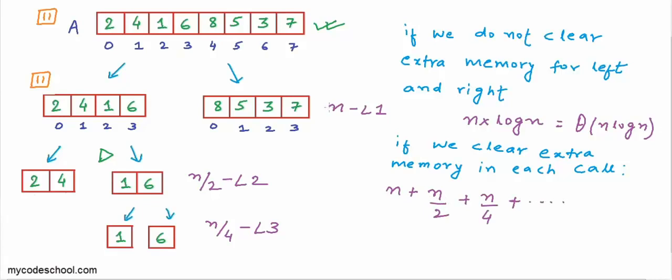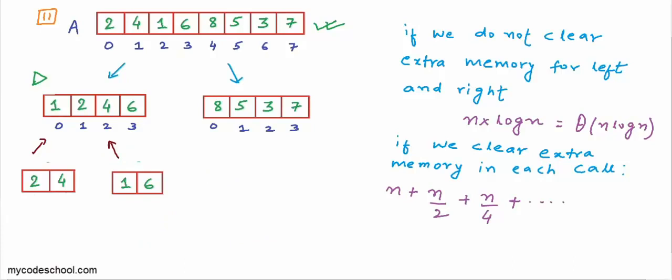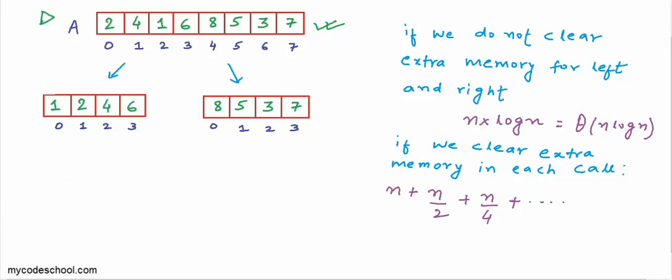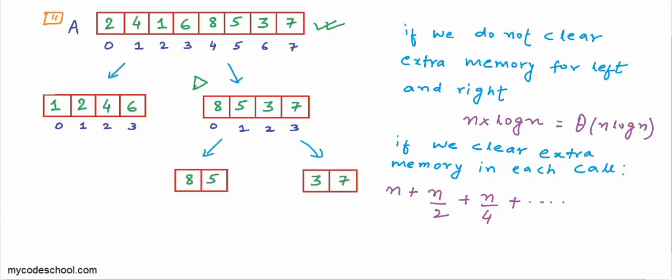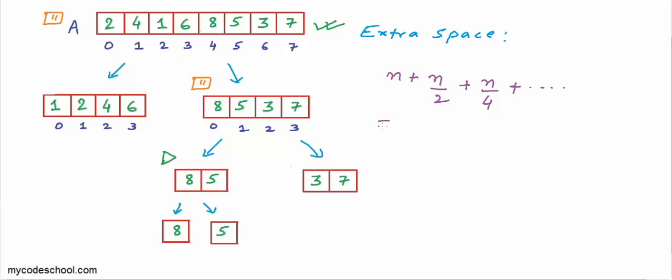For this example here, once we are done merging this sublist 1, 2, 4, 6, we will clear the sublists created for it, and then we will go to the other side. So at any time at a level, we will use half the space that we would be using at the parent level. Let us now try to solve this geometric progression. We can write this as n into 1 plus 1 by 2 plus 1 by 4 plus, and in all we will have log n terms in this geometric progression.